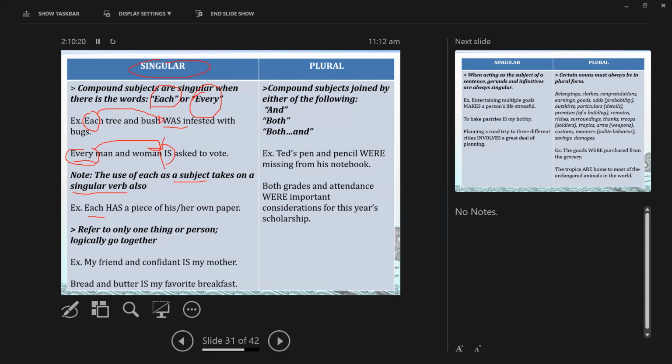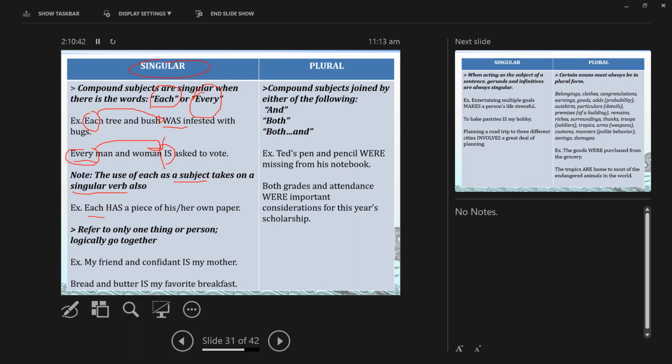walang specific subject. Kasi halimbawa, alam na natin pinag-uusapan natin. Each has a piece of his, her own pages. So, the information is implied. We're pertaining to people or pupils or students. Okay? Each, kung gusto sabihin dito, each student has.